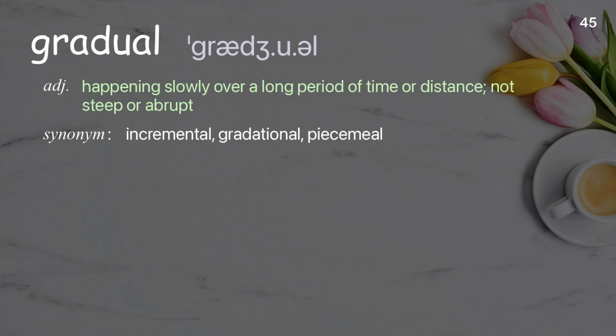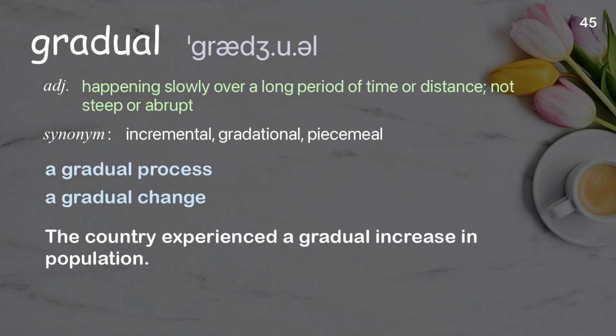Gradual. Happening slowly over a long period of time or distance, not steep or abrupt. Examples: A gradual process. A gradual change. The country experienced a gradual increase in population.